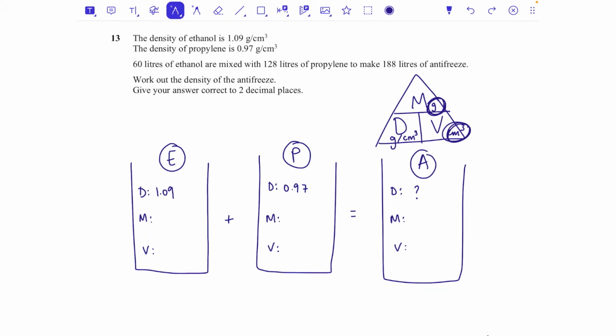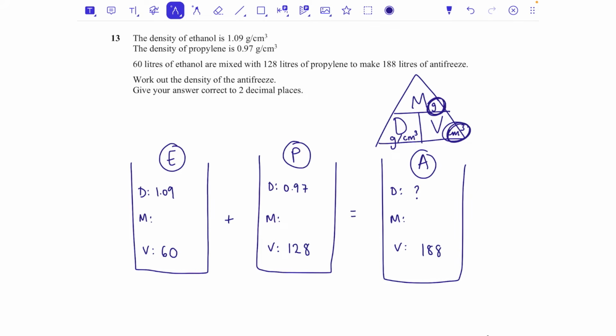In the same way you can't add speeds, but you can add distances and you can add times. Okay, so now we've got the mass. So we haven't got the mass, we've got the volume. 60 litres of ethanol. So 60 litres. Now, we could convert it into centimetres cubed, but because it's all going to be universal, it's not going to make a difference. So I'm just going to go for 60 litres, and 128 litres of propylene makes 188 litres of antifreeze. You could convert them all, but it's not going to change your answer, so it's absolutely fine just to leave them like that.